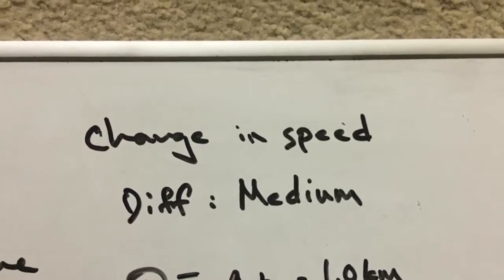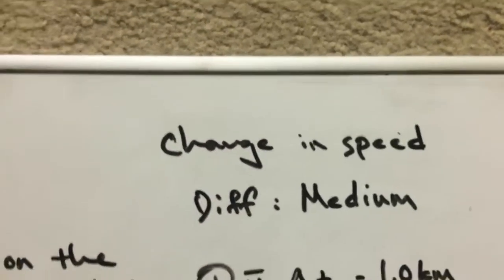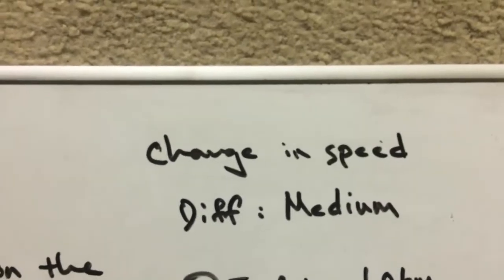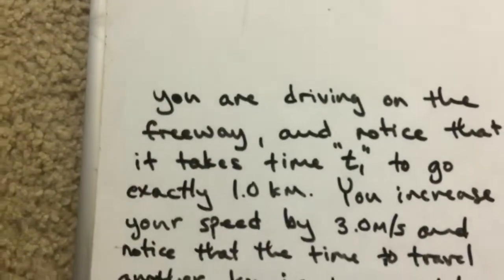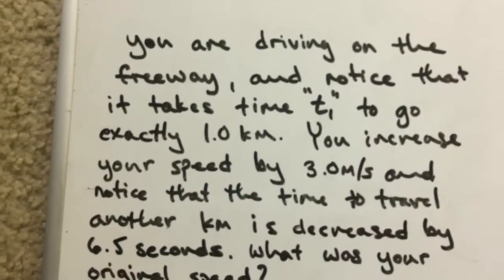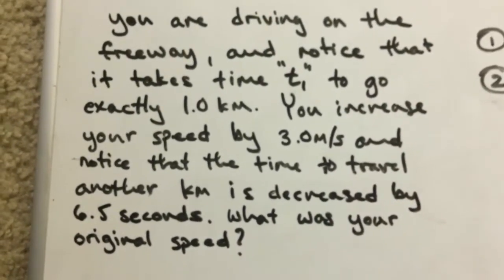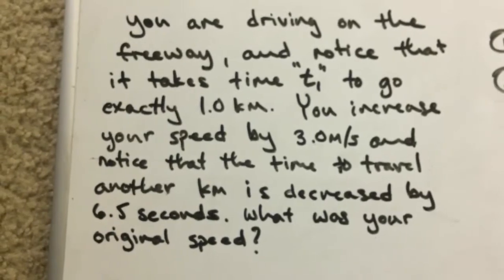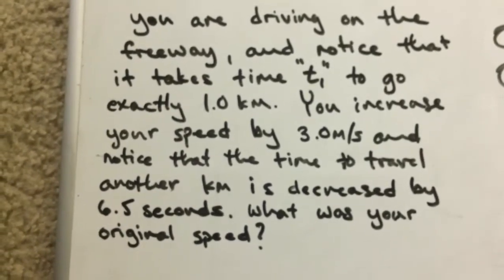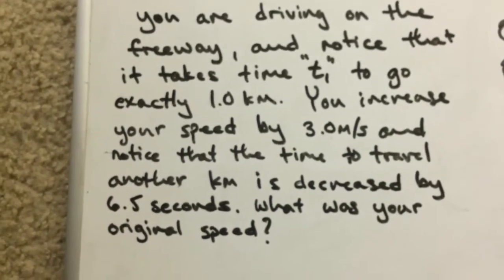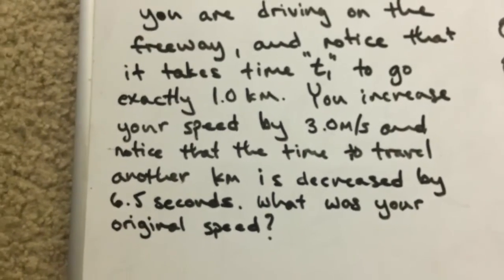Hello everyone, this is a physics problem involving change in speed, difficulty medium. You are driving on the freeway and notice that it takes time t1 to go exactly 1 kilometer. You increase your speed by 3 meters per second and notice that the time to travel another kilometer is decreased by 6.5 seconds. What was your original speed?